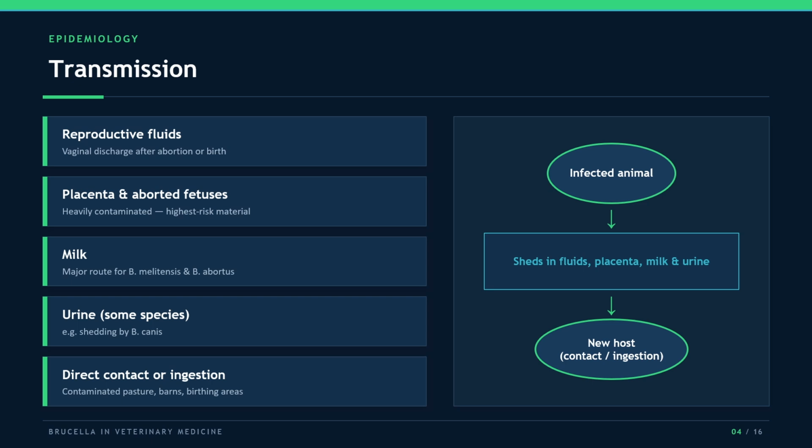Milk is a major route of transmission for B. melitensis and B. abortus. Some species, like B. canis, can also be shed in urine. Because the bacteria survive well in moist environments, contaminated pastures, barns, and birthing areas are high-risk zones.